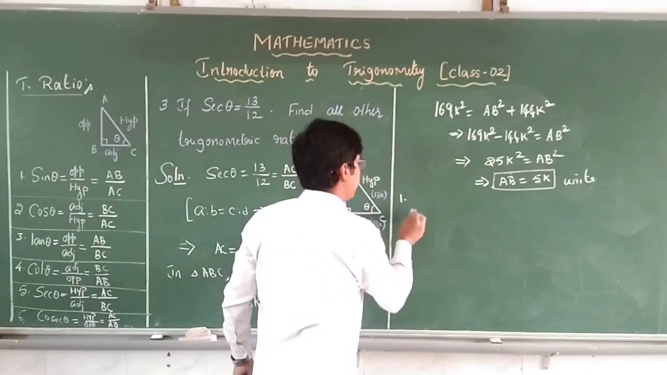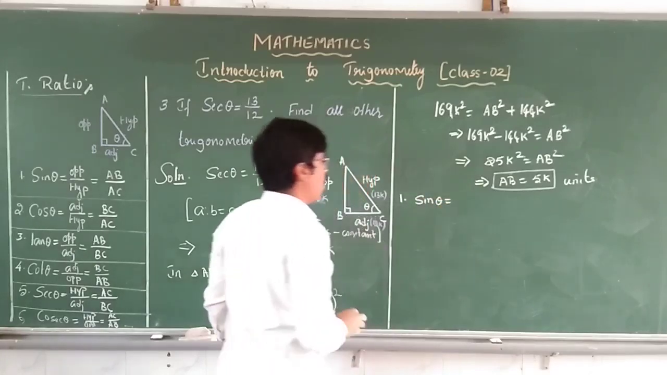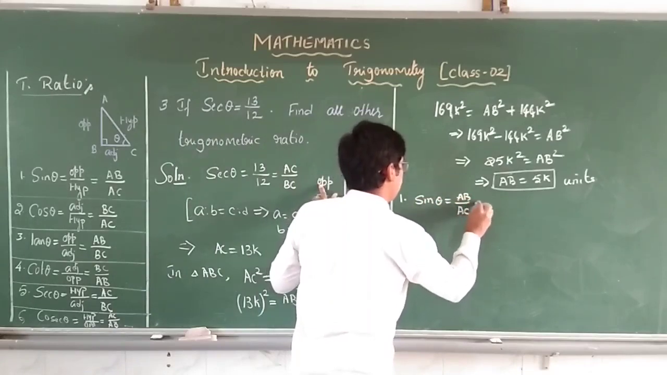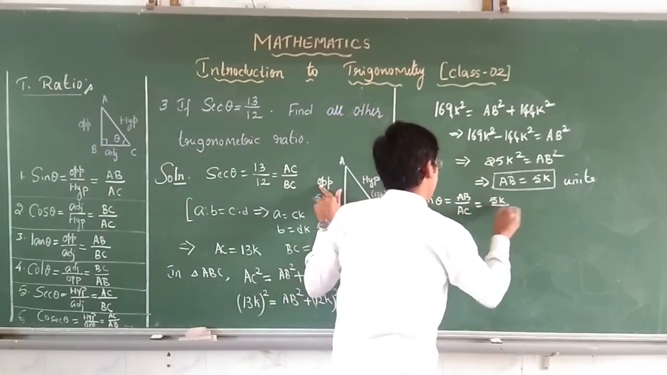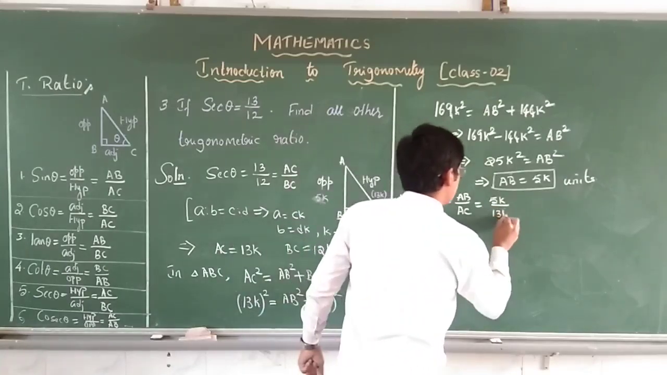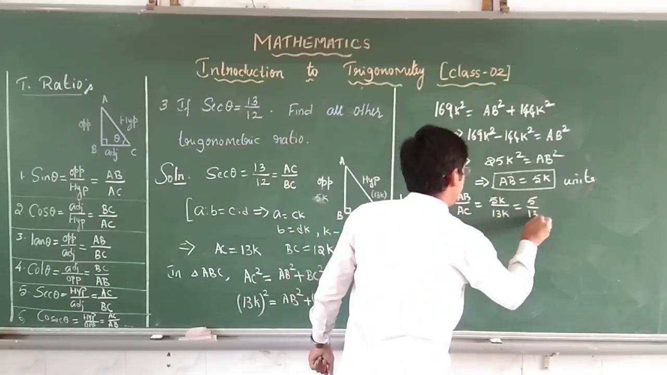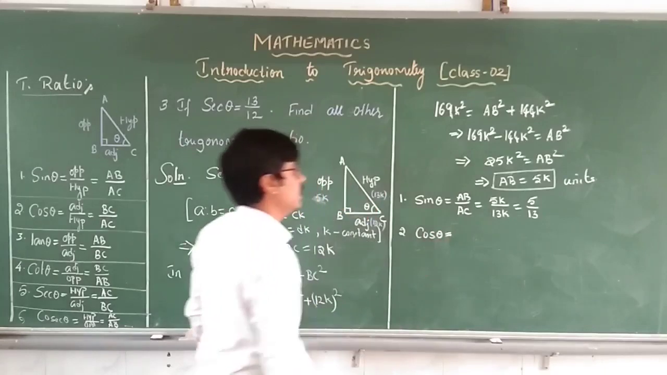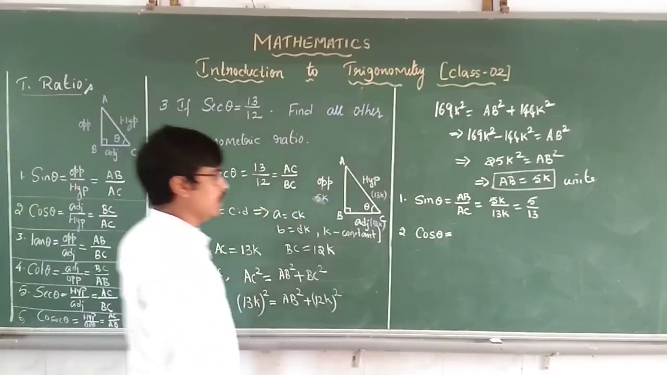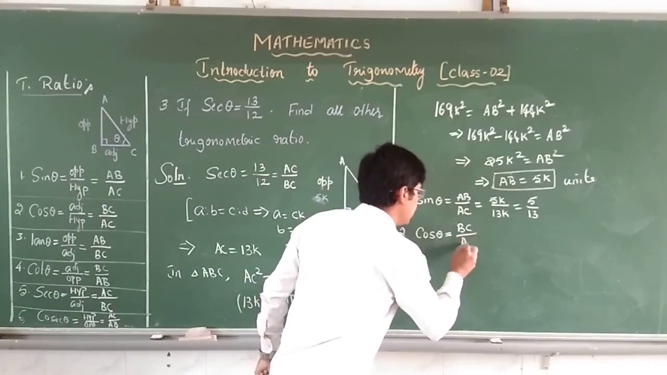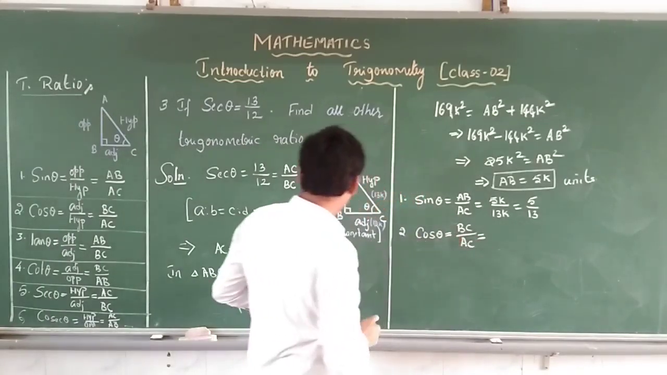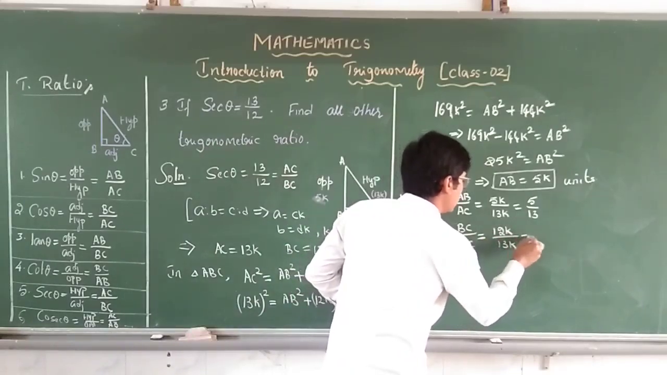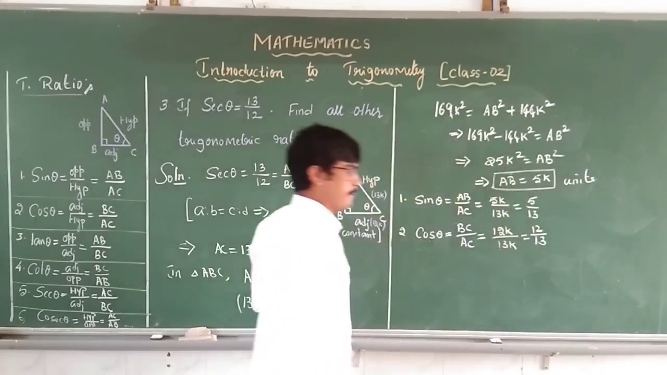I will start from sine. What is sine of theta? Opposite by hypotenuse. Which is opposite here? AB. So AB divided by AC, that is 5k divided by 13k. So k gets cancelled. We will get 5 divided by 13. Second one, what is cos of theta? Cos of theta is adjacent to hypotenuse, that is BC by AC. BC is 12k, AC is 13k. So the ratio will be 12 divided by 13.